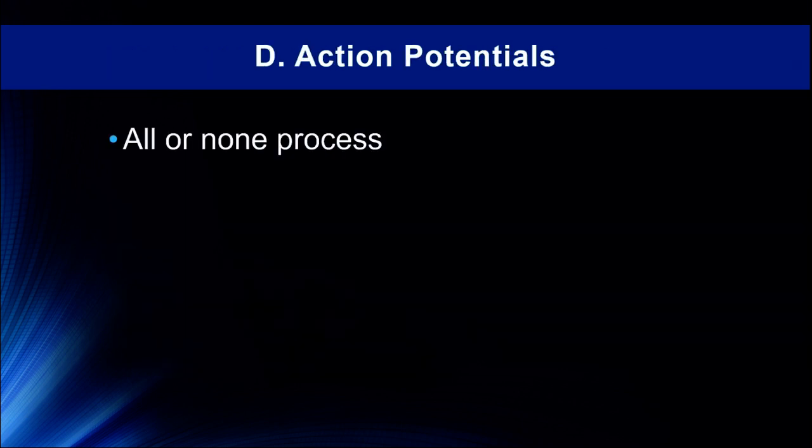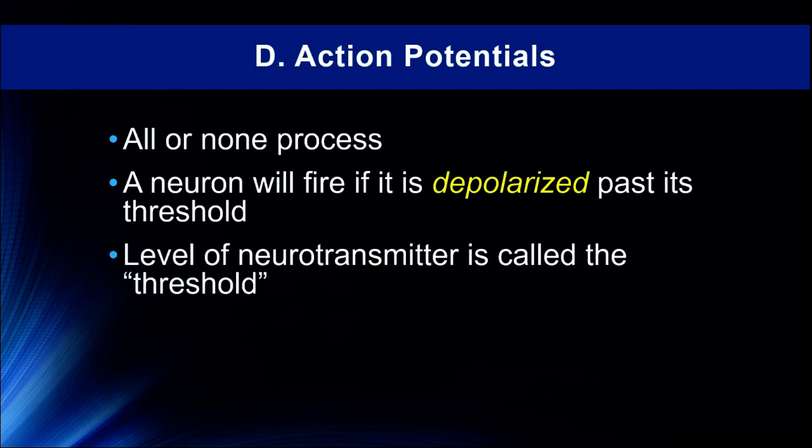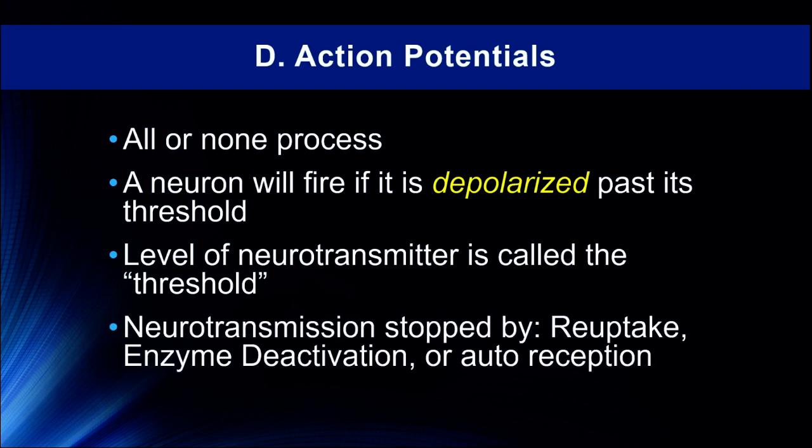Properties about action potentials to remember: this is an all or none process. There's not a big action potential or a small action potential. They simply occur or don't. A neuron will fire if it is depolarized past its threshold. Neurons exist in a state of polarization. And so hyperpolarization makes the charge across the membrane more negative. Depolarization pushes it towards zero. Once that threshold of excitation occurs, that neuron will depolarize and will fire an action potential.